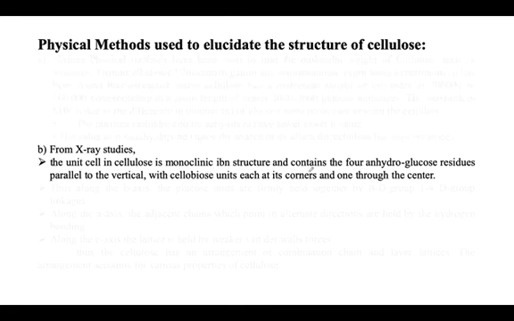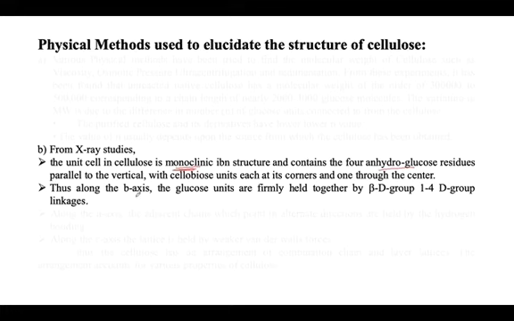Then, as we said, X-rays also helped us to get the structure of the cell, and it has been found that it has a monoclinic structure. The cell has a monoclinic structure that contains four anhydroglucose residues parallel to the vertical, and thus with cellulose units each, at its corners and one through the center.